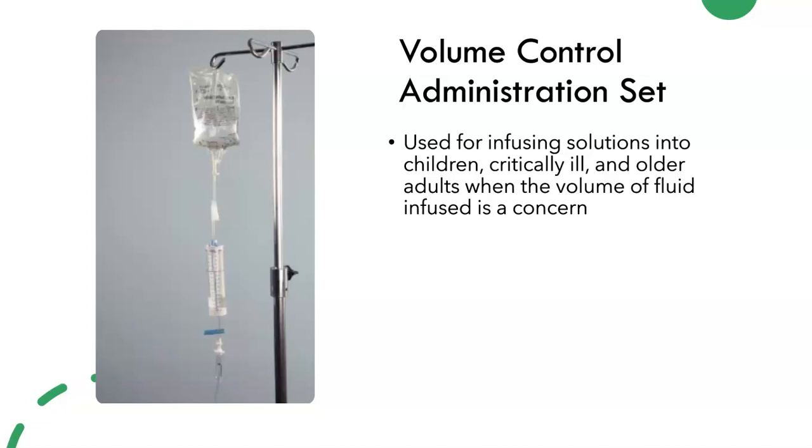This is just another way of giving IV medications that you might see. This is a volume control administration set. It's used for infusion solutions for children, critically ill patients, and older adults when the volume of the fluid to be infused is a concern. If we're trying to be very careful with how much fluid our patient is getting, we can control the amount by putting it within the little cylinder here and closing that clamp so no more IV solution goes through. We just have more control over the amount of fluid the patient is getting. So that's just something you might see, to be aware of.